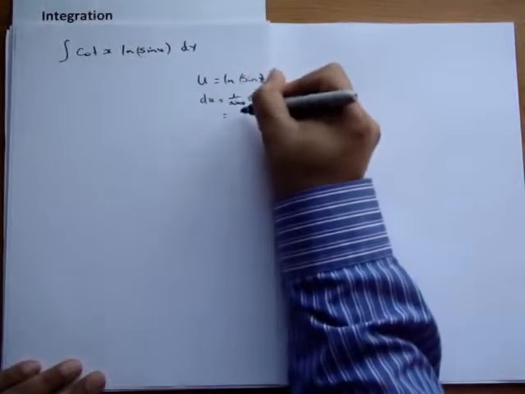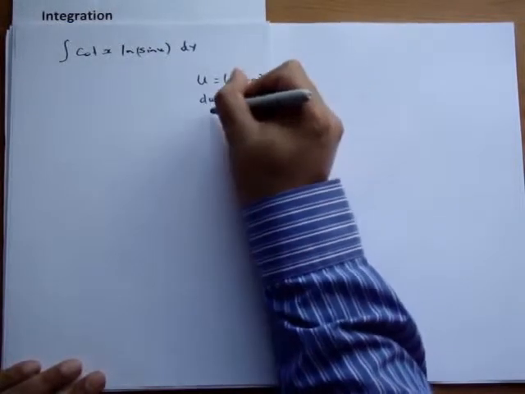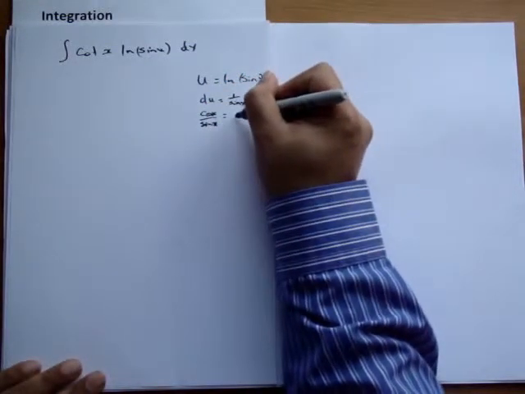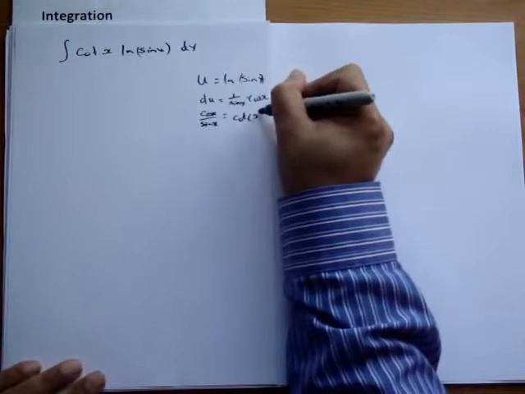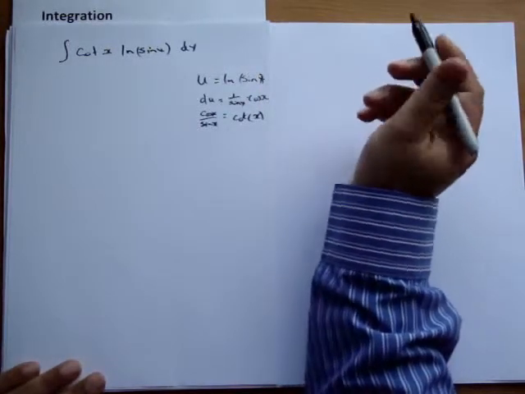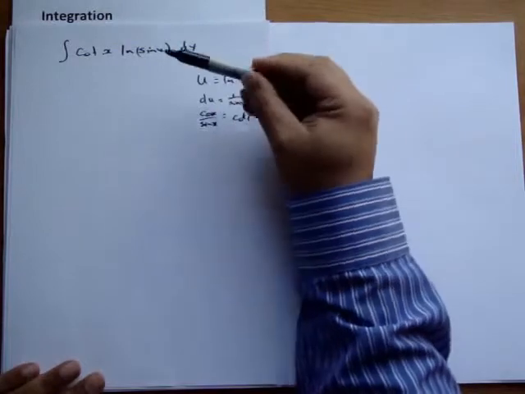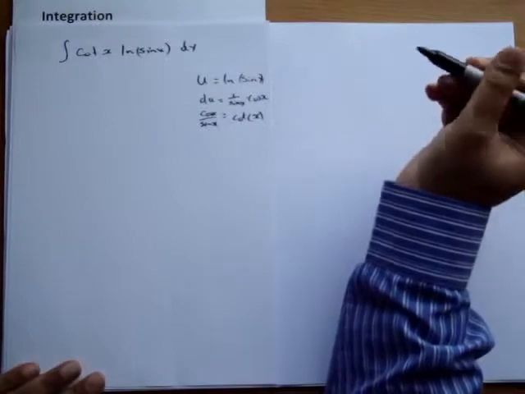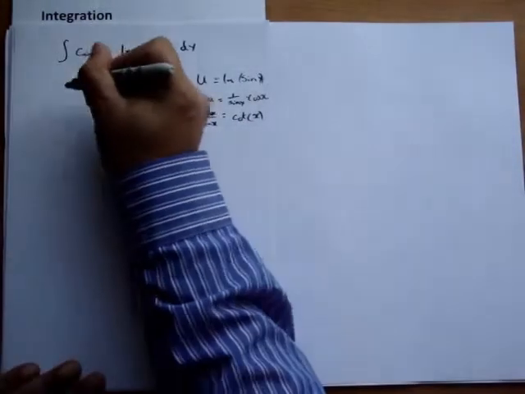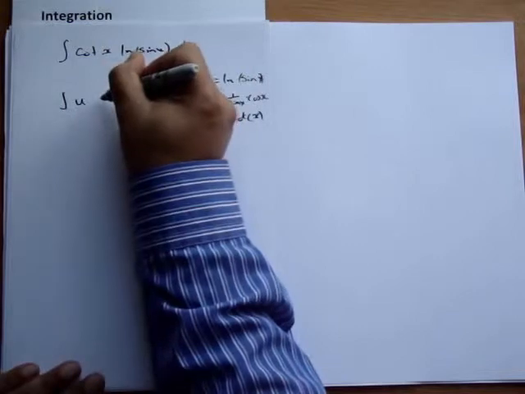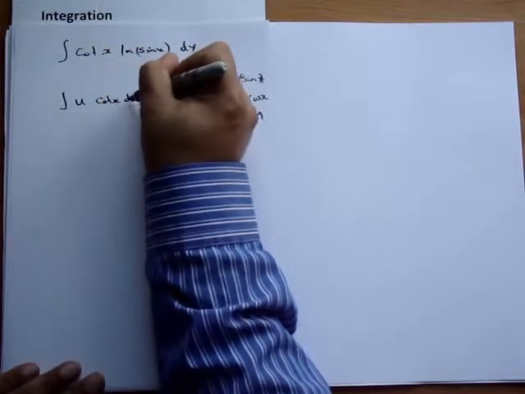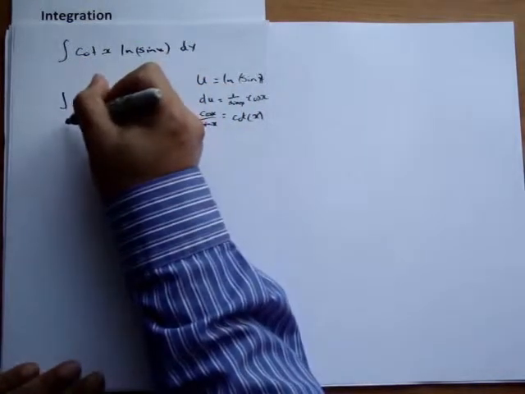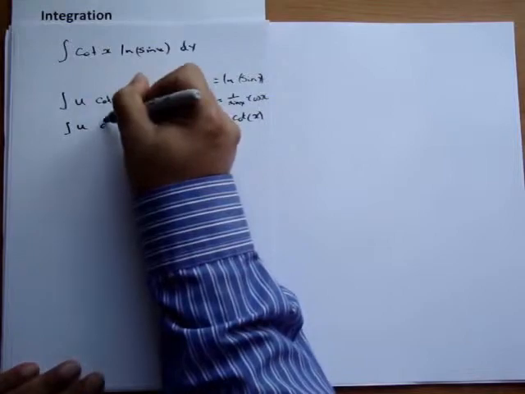When we rearrange that, that's cos x over sin x, which is nothing but cotangent of x. So we can see that cot x appears in our original integrand, so we can use U-substitution. So this then becomes the integral of u cot x dx. Cot x dx is nothing but du, so this becomes the integral of u du.